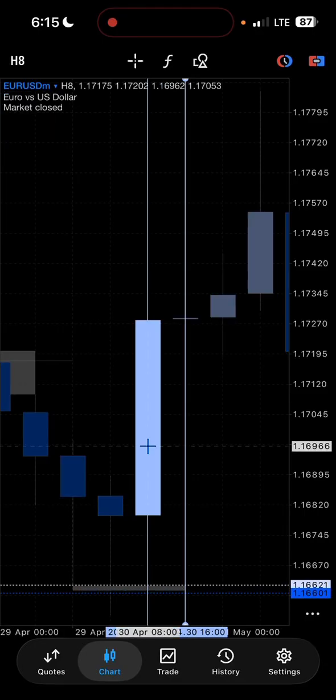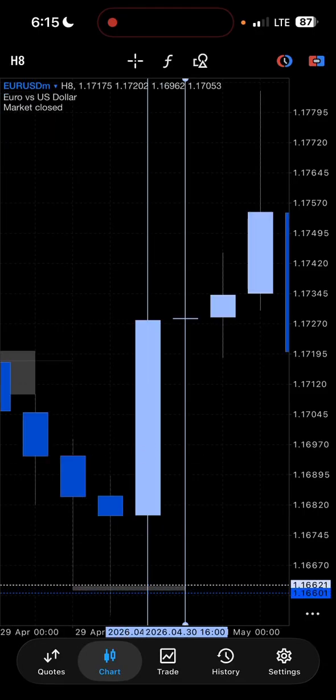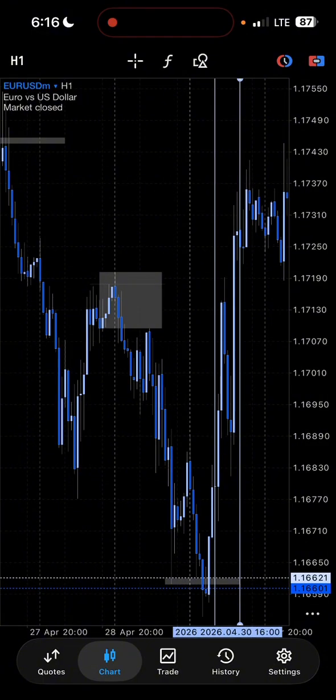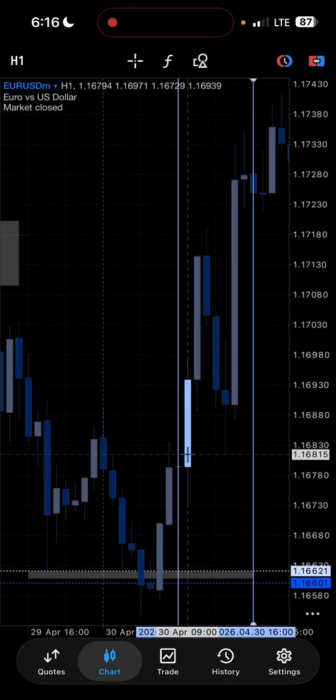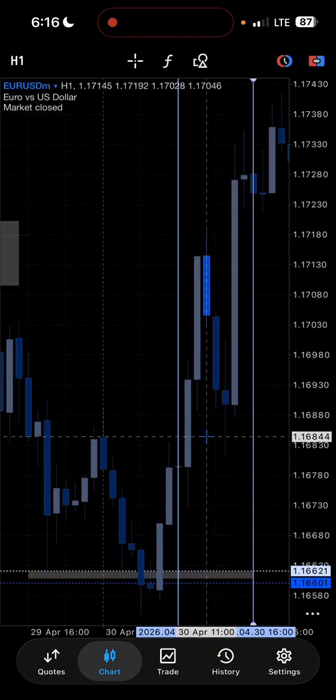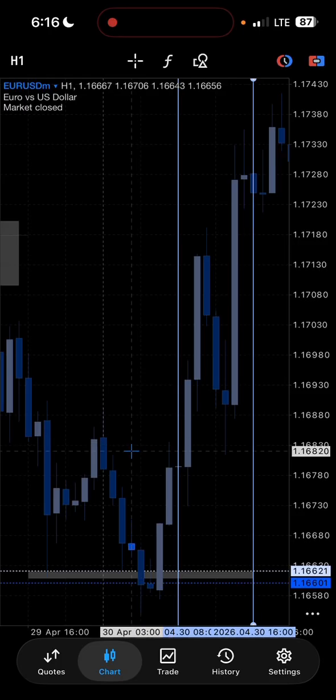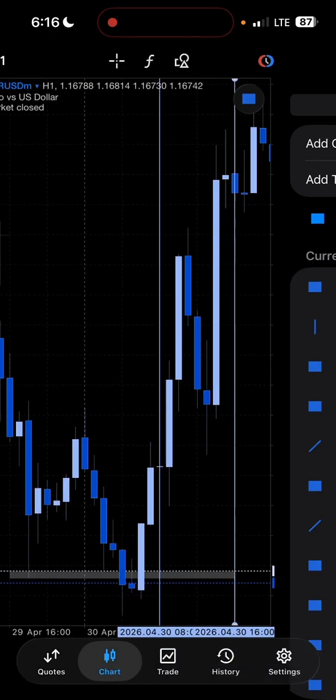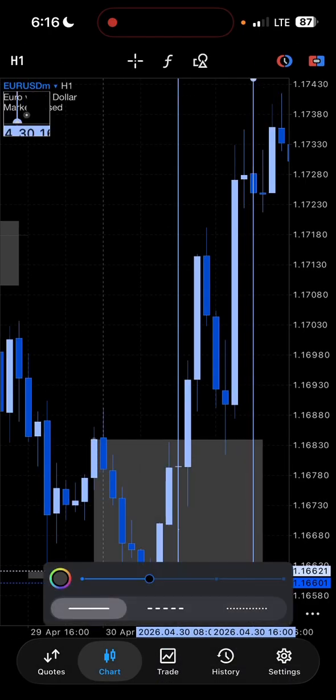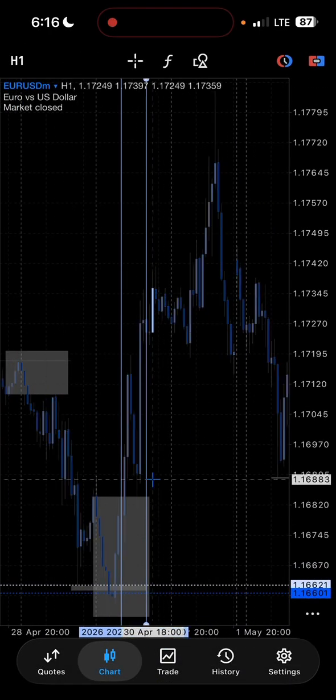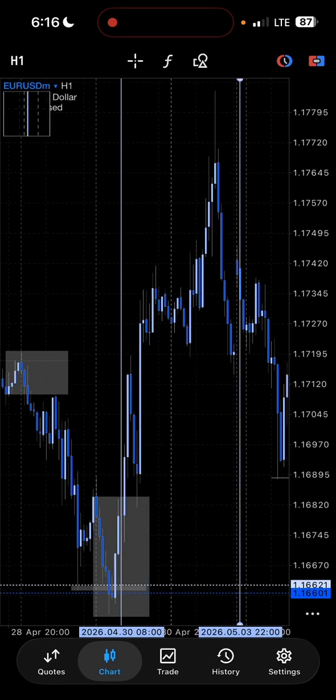So 8 hours swept. Next thing, go to the 1 hour to look for a break of structure. 1 hour gave us this break of structure. Okay, so this 1 hour gave us this beautiful break of structure right here. We take our entry here, 1:2, which was smashed. So this is our summary for April and May.